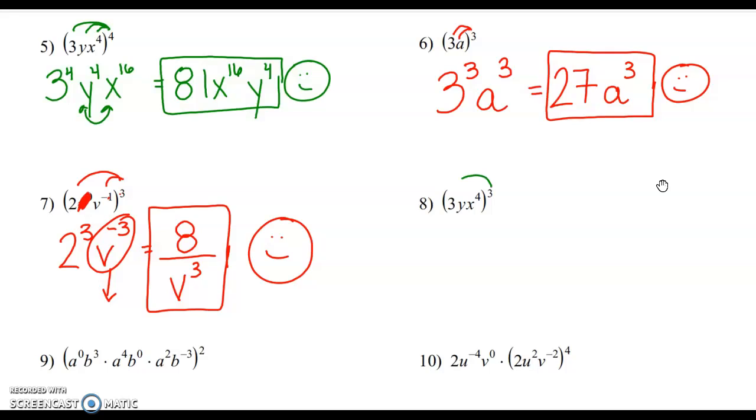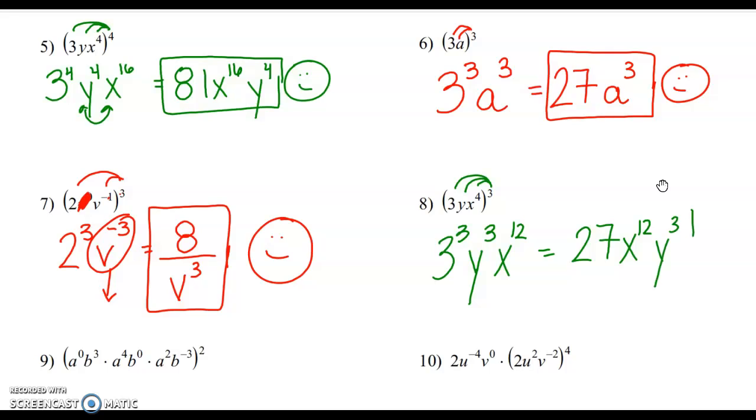Number 8, we bring that exponent of 3 inside everywhere. So we'd have 3 to the 3rd, y to the 3rd, x to the 4 times 3 is 12. Well, 3 to the 3rd is 27. x to the 12th would go next, and then y to the 3rd.